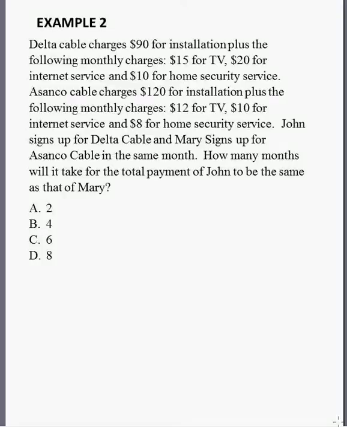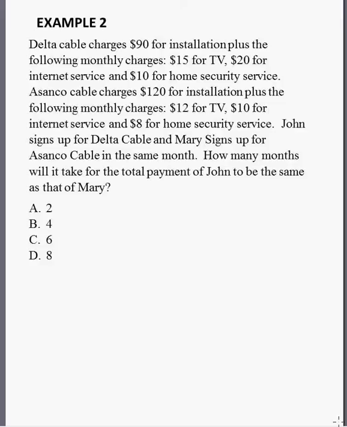Okay, let's take a look at example 2 in this area. Here we have Delta cable that charges $90 for installation plus the following monthly charges: $15 for TV, $20 for internet, and $10 for home security service. Then we have Asanko that charges $120 for installation, plus $12 for TV, $10 for internet, and of course $8 for home security service.